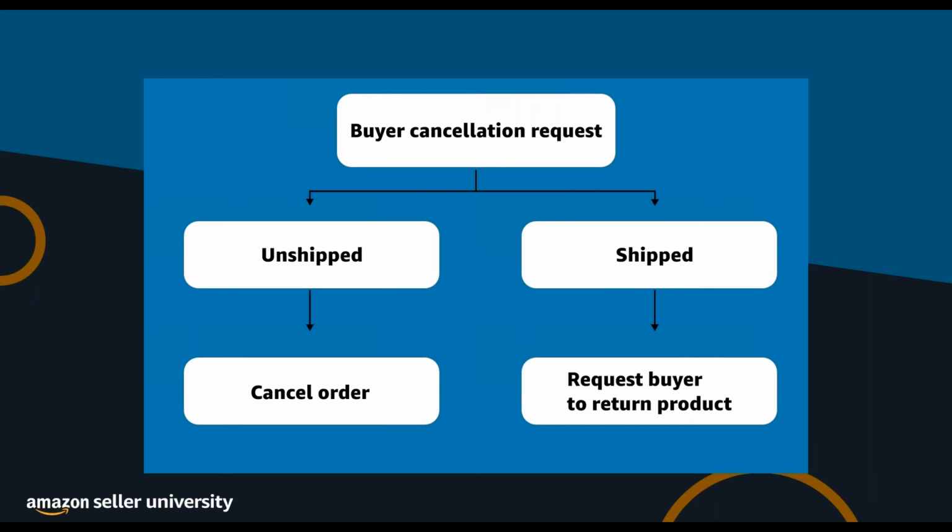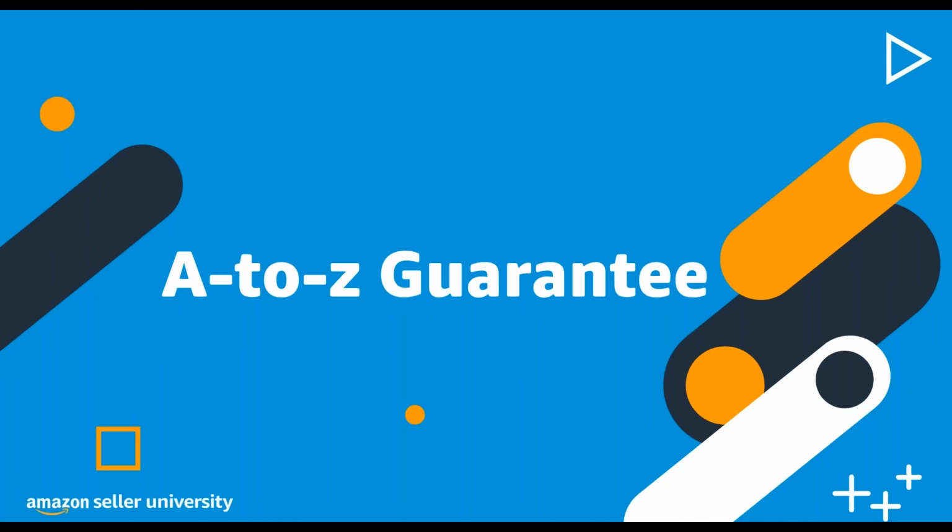both cases. To ensure a great customer experience regardless of fulfillment method, Amazon uses A to Z guarantee claims. Customers can file claims for 2 main reasons: if the order wasn't received or if the order did not meet customer expectations. To submit an A to Z guarantee claim, the customer will first contact you and give you an opportunity to resolve their issue.